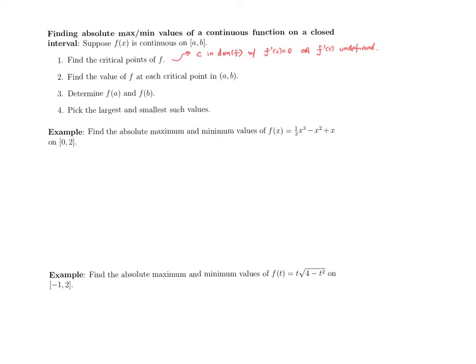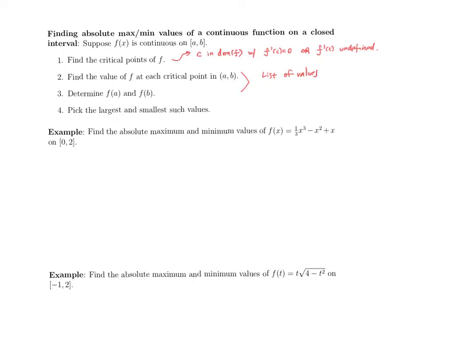Once you find the critical points, we find the value of f at each critical point between A and B, because that's one type of location where we might expect to find that absolute max and min. The other possible location would be the endpoints. So we determine the function value at A, the function value at B. And combined together, steps 2 and 3 give you a list of values. And from that list of values, i.e. numbers, you pick the largest, that will be the absolute maximum. You pick the smallest, that will be the absolute minimum.